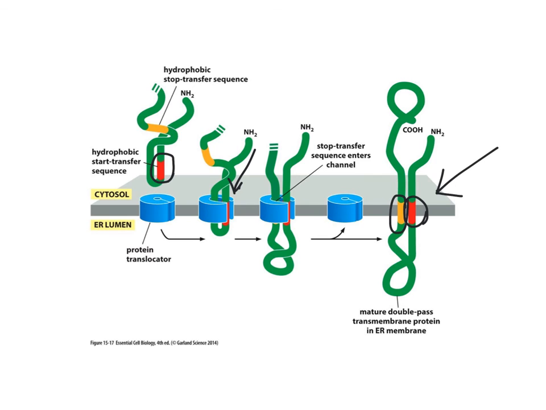You might try to answer question 15.4 that's in your textbook near these figures, because it will help you understand how these start and stop transfer sequences work, and also how you can get an odd number of membrane spanning regions. Well, we saw how you could get one, but how can you get three or five? So look at that question and see if you can figure out the answer.